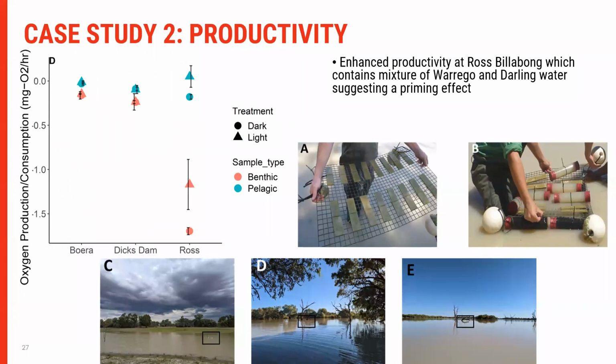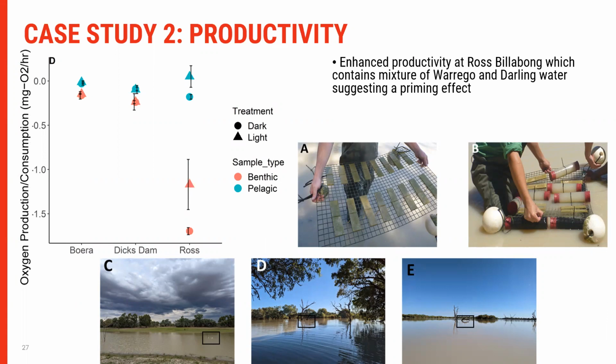Similar to what we did in the Tumut and Bogandyera, we did our chamber experiment. So here's our racks that we had out. We put them in the different containers here, measured oxygen before and after. We had pelagic and benthic, so we had containers with and without the tiles. And we also did light and dark as well.